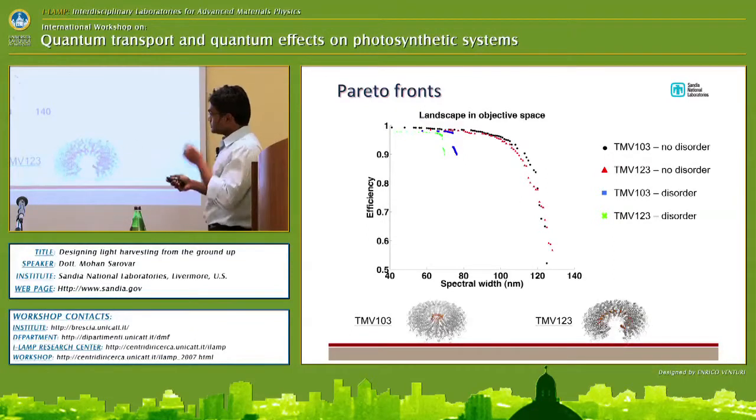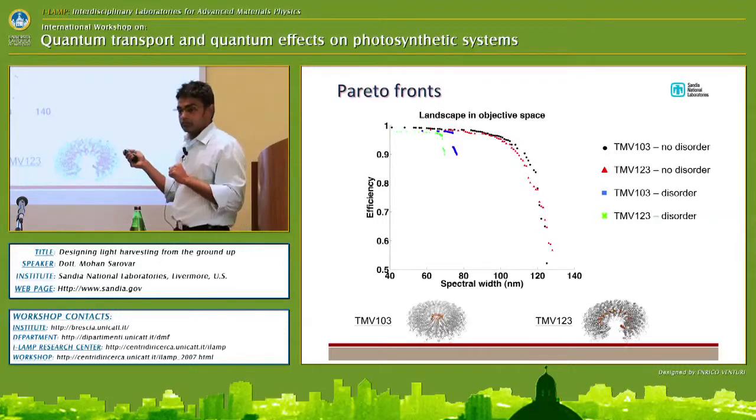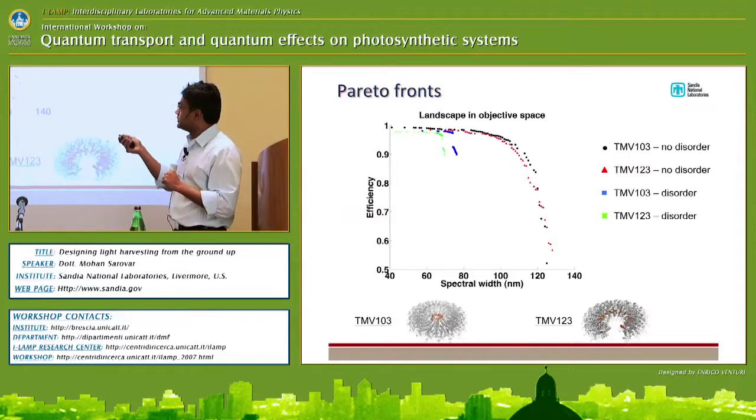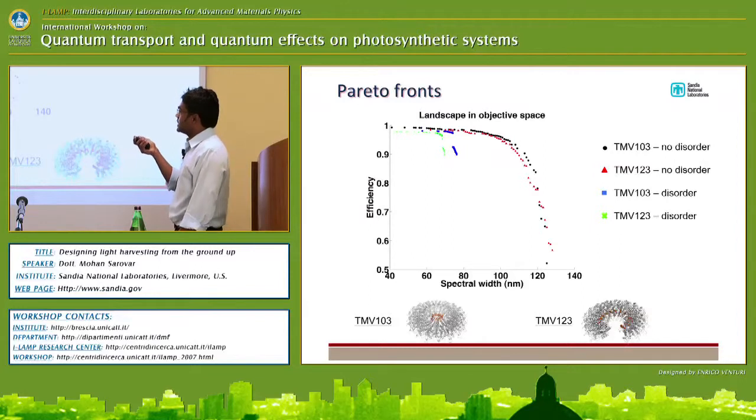Right. So the first thing is that there's a collapse of the Pareto front, right? But it doesn't collapse symmetrically. It doesn't go into this corner. The spectral width collapses much more than the efficiency does. In fact, the efficiency doesn't change a huge amount.